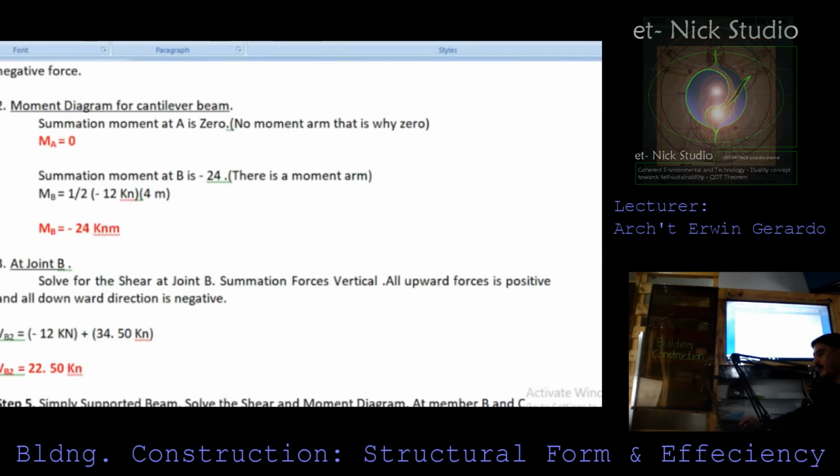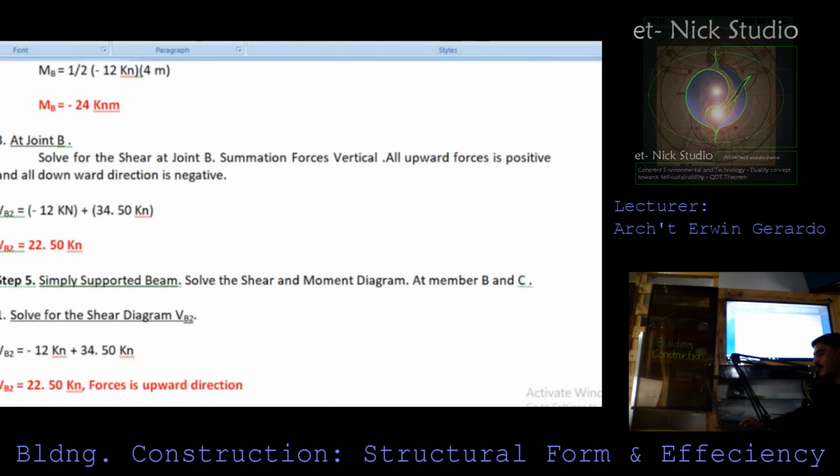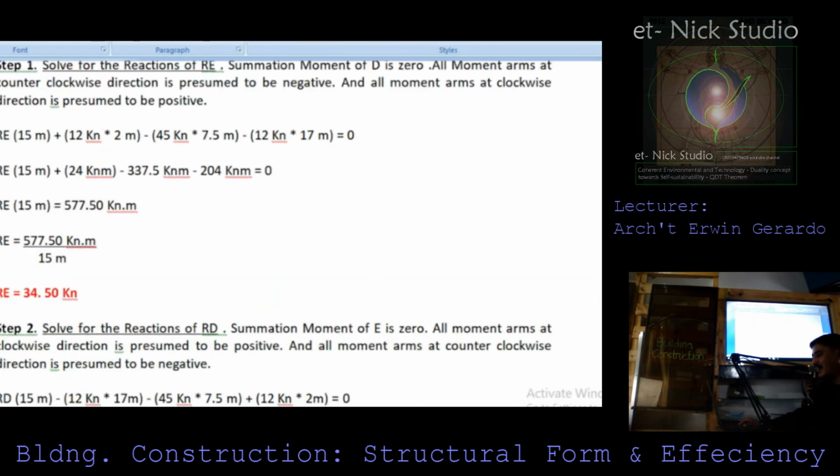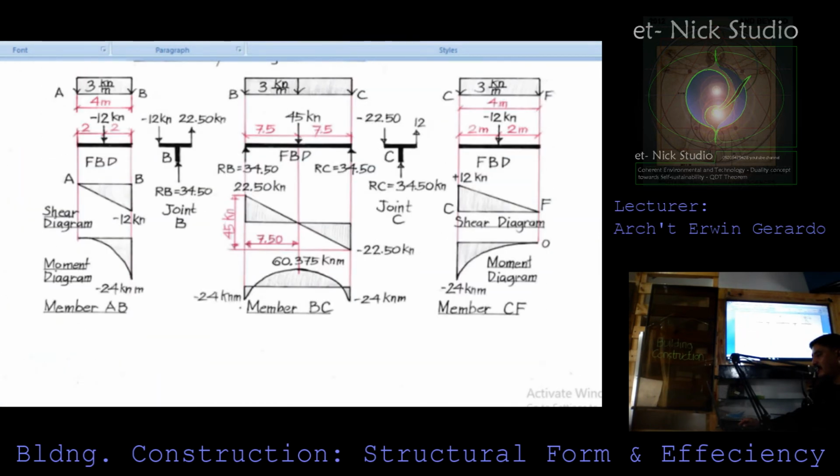Now at joint B, solve for the shear at joint B. Summation of forces vertical, all upward forces are positive and all downward directions negative. So VB2 equals negative 12 kilonewton plus 34 kilonewton. That is why we have 22.5 kilonewton as presented here on the joint B. So all you need to do here is negative 12 kilonewton add 34 kilonewton.